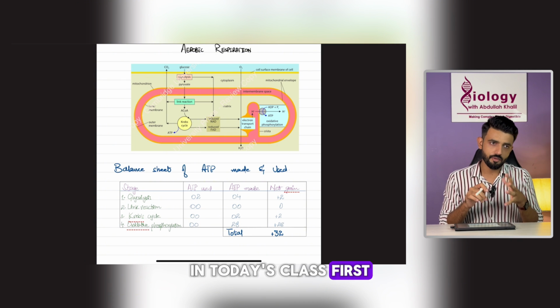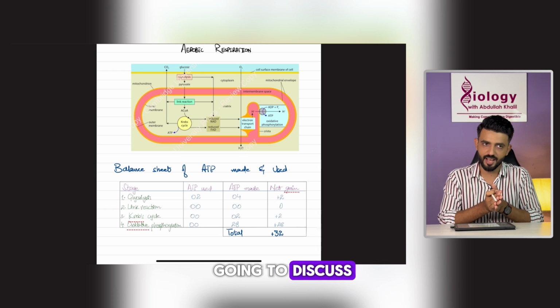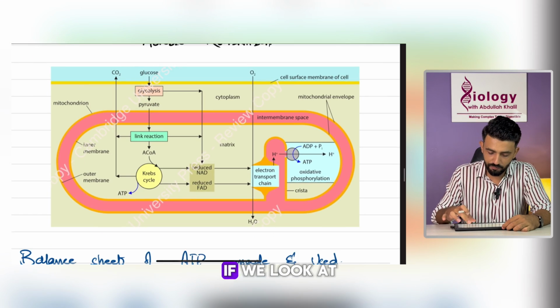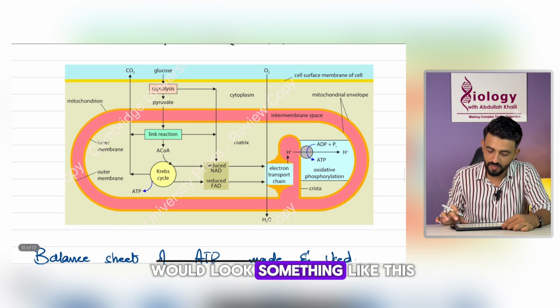In today's class, first we are going to look at the summary of all these processes, and then we are going to discuss what happens if oxygen is not available for the cell. So if we look at all of these processes together in a diagram, it would look something like this.